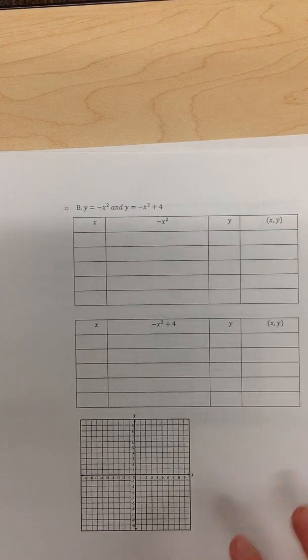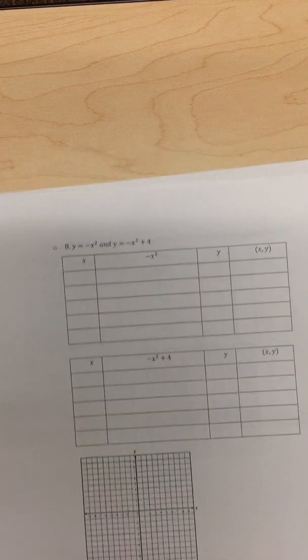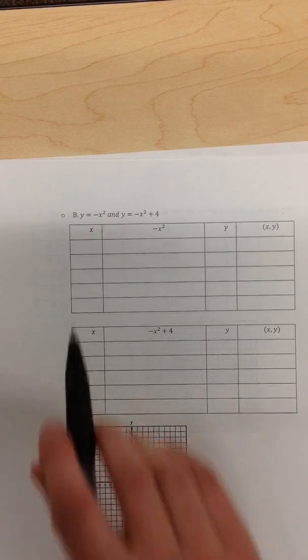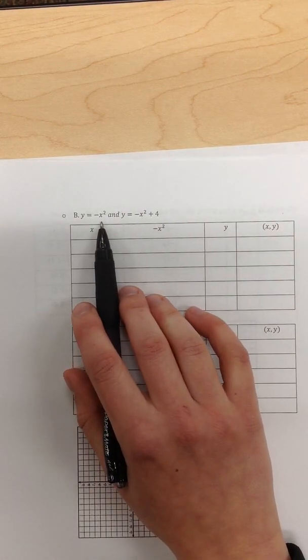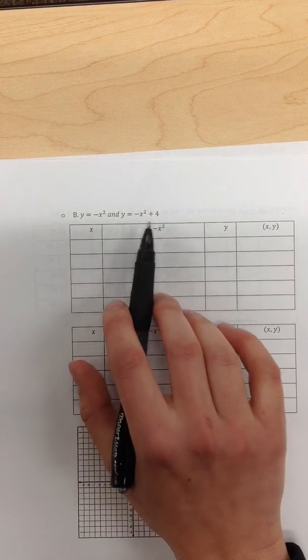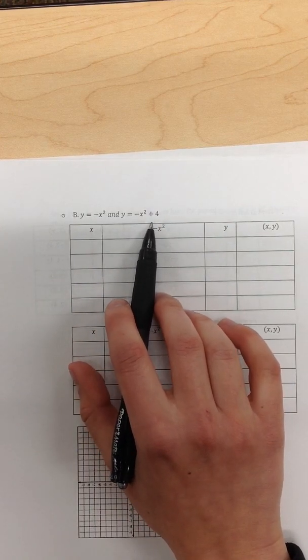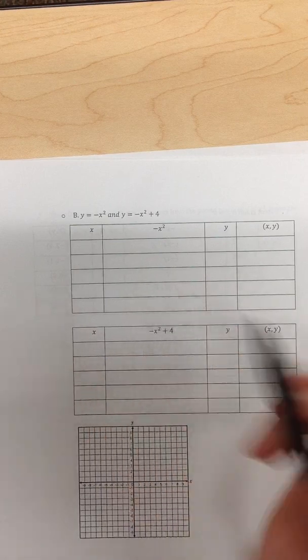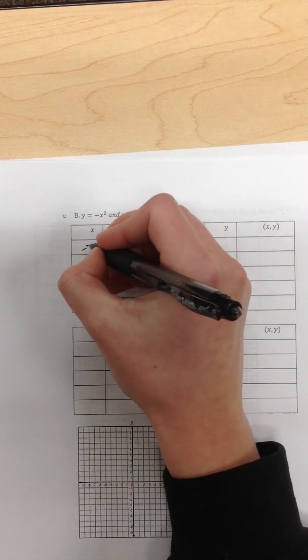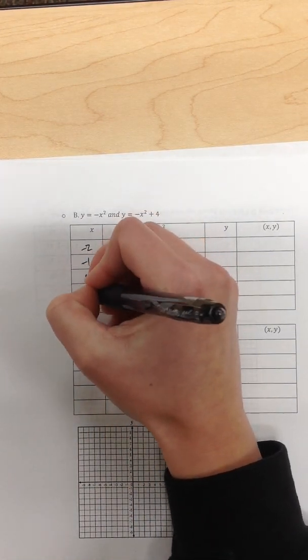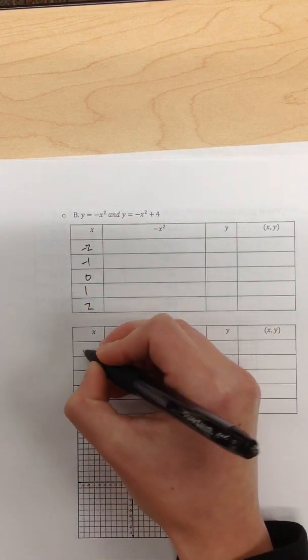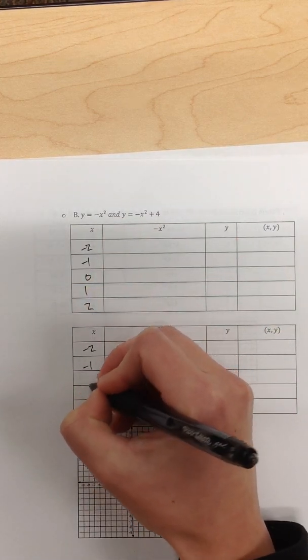Alright, next one here, the same thing. So we're coming up with both of those graphs. Here again, if we look, we don't have a b for either of those. This one has a +4, but it's not with the x value, so we can just use our normal points here. So -2, -1, 0, 1, and 2. Same with this one.